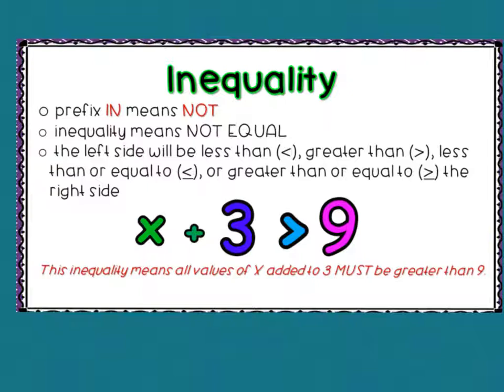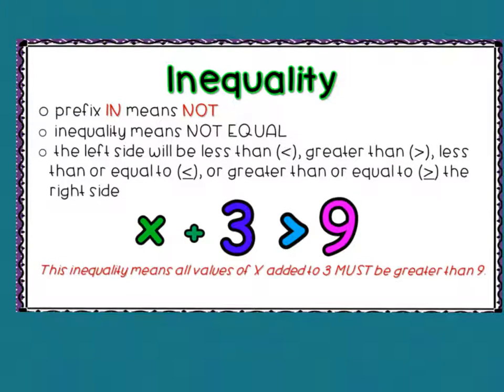Okay, what does solving an inequality look like? Well, first of all, just to review, the prefix in means not, so inequality means it's not equal. So the left side of whatever this sign is, if it's pointing to the left, it's going to be less than. It's going to be greater than if it's pointing to the right, less than or equal to if it's pointing to the left, greater than or equal to if it's pointing to the right.